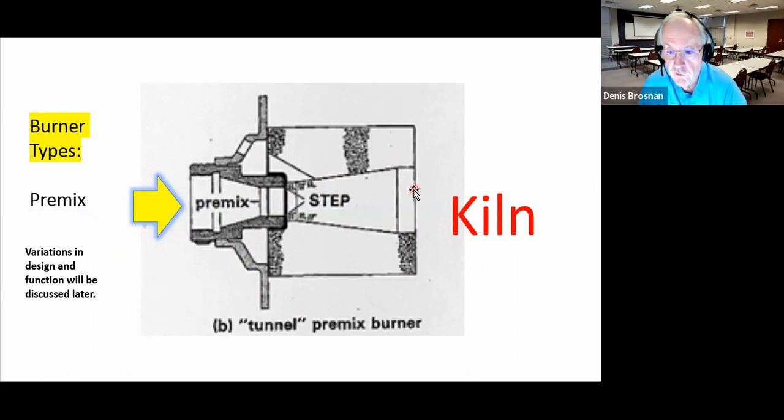And in modern technology, we've placed a refractory constriction over this, so a small opening, so that combustion takes place here, but we push the products of combustion at very high velocity out into the load. So that's called a high velocity burner. That's a variation and a much more modern adaptation of this burner type.